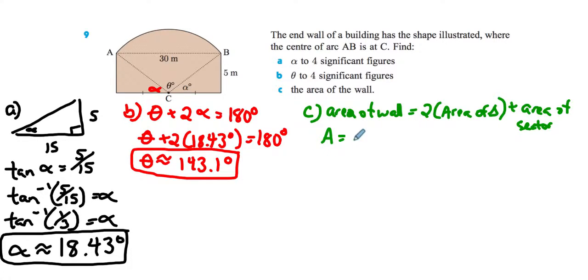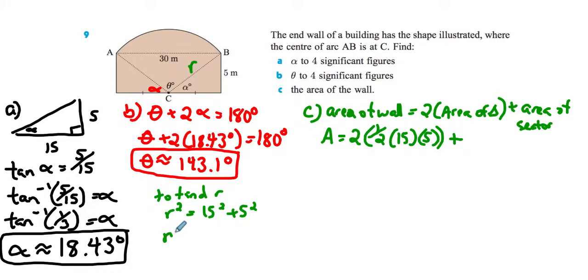So area is going to be equal to 2 times, well, the formula for area of a triangle is 1/2 base, which is 15, times height, which is 5, plus, now notice my theta is in degrees, so I'm going to use the degree formula for the area of a sector. So I need to find my radius first, or length of side CB. Well, that's going to use Pythagoras theorem to find the missing side. And I find that r is equal to the square root of 250.